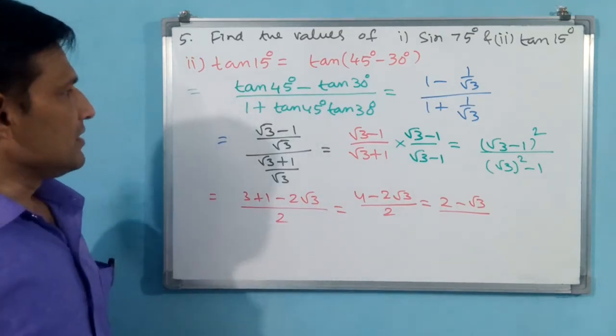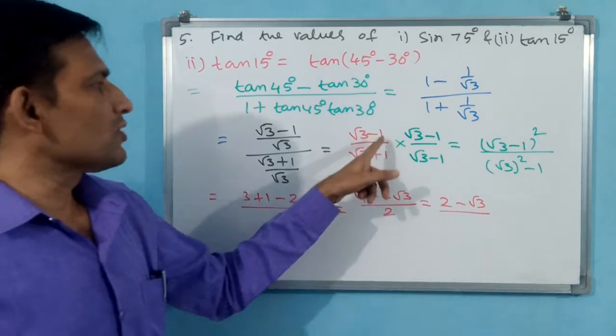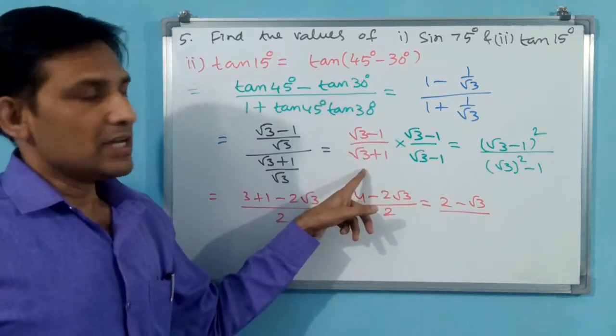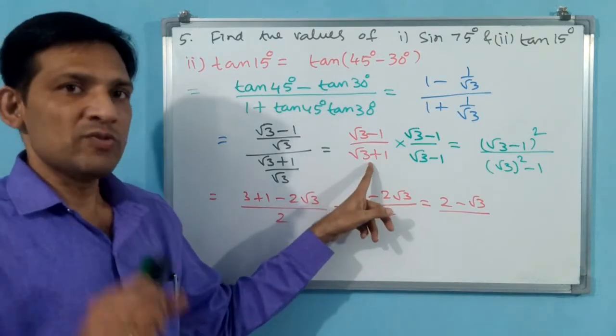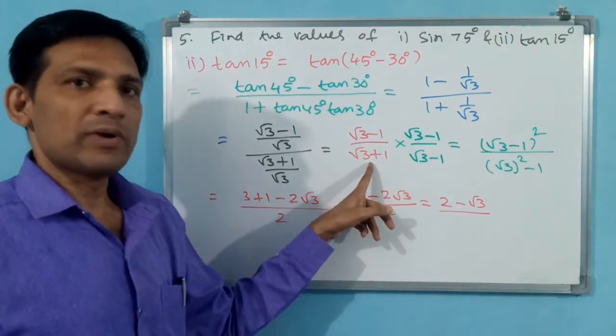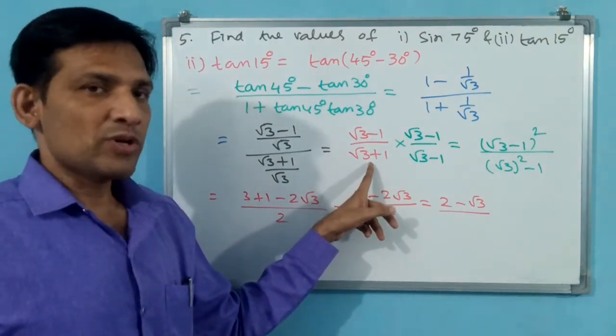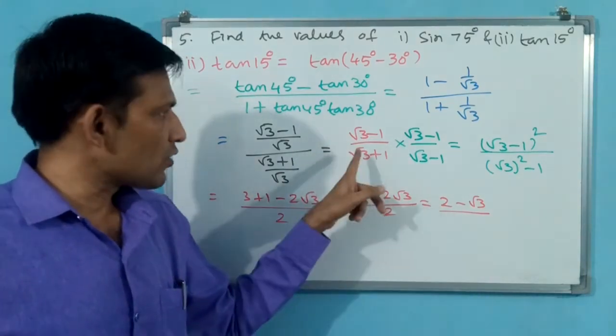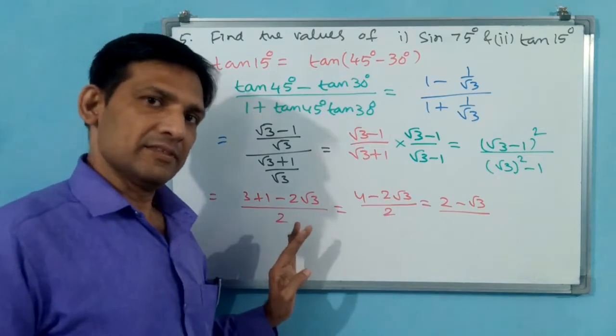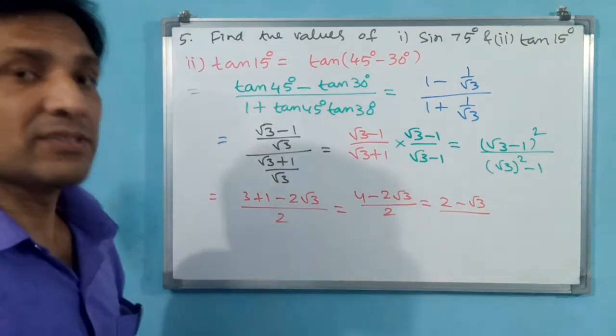Okay? Actually you can leave it up to here, root 3 minus 1 by root 3 plus 1. In your board examination, you can leave it here, no problem. You will get full marks. But if an objective type question is there, then you won't find this answer, you will find the other answer. Then you have to convert again by rationalizing. Okay? Let us go for the 6th question.